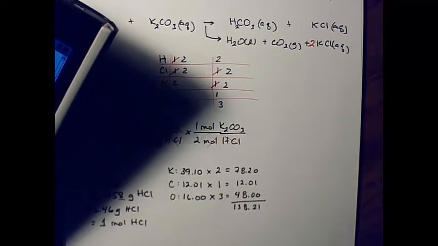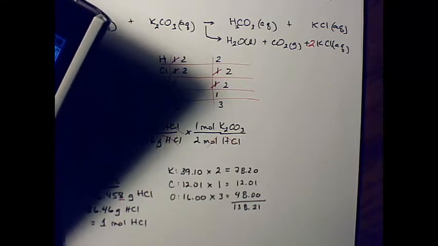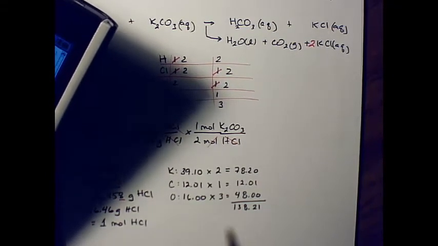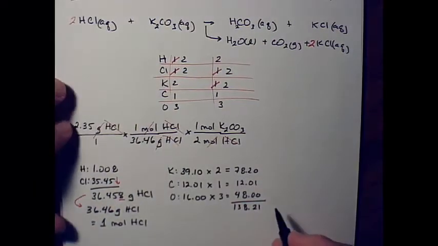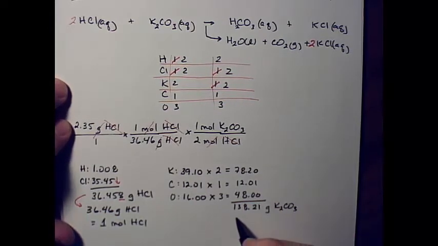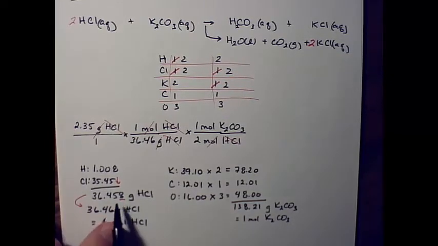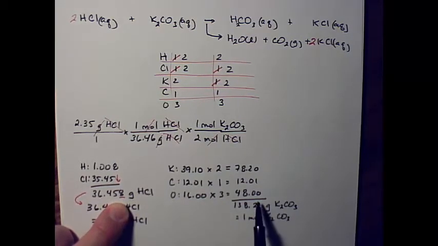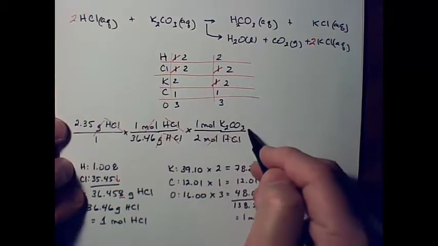Okay, 78.2 plus 12.01 plus 48. Okay, 138.21, good. And this is grams of potassium carbonate, and that's equal to 1 mole of potassium carbonate. Now, over here I had to round off because I had an empty slot under this 8. Anytime you're adding or subtracting numbers such that you have an empty slot to the right, the resulting digits must be rounded off. Here I didn't have any empty slots, so there's no reason to round off.